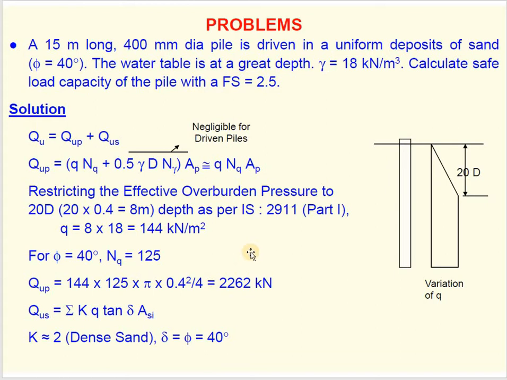Now how will you find the frictional resistance? To find the frictional resistance, that is the term QS, the equation I have already explained is K Q tan delta into ASI. ASI is the surface area of the pile. Delta is 40 degree, here you are taking it as phi itself. K, as it is a dense sand, you take the value of K as 2, as mentioned in this note.